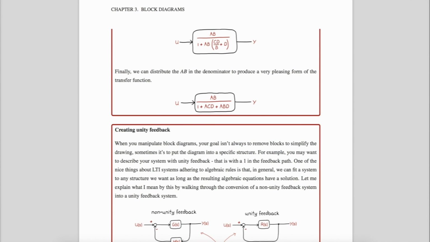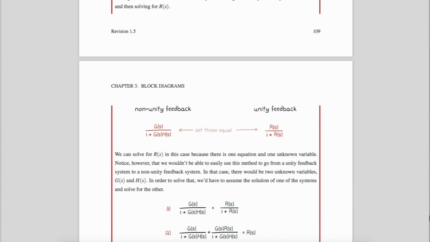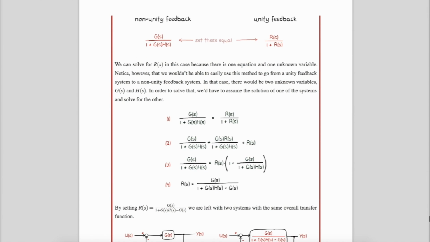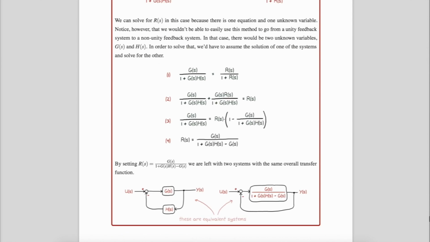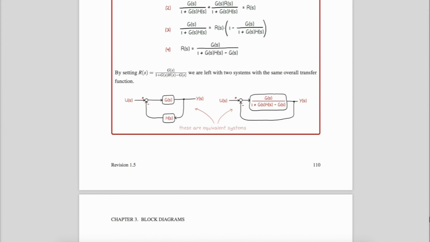Now in this final example, we go from a system with non-unity feedback, which is a system with a block in the feedback path, to a system with unity feedback. This comes in handy when you need to convert to unity feedback before you can take advantage of some control theory tools like root locus and the steady state error calculation using the final value theorem.